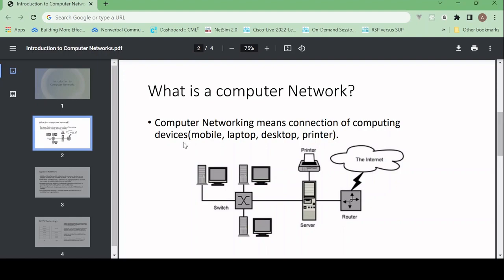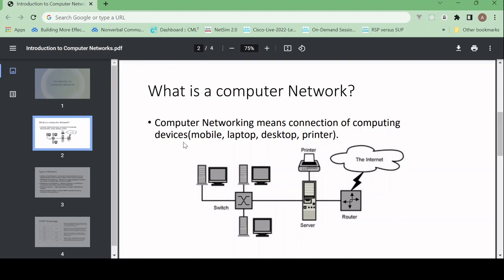If we explain it in simple terms, computer networking means connection of computing devices. Connection of computing devices means we are connecting multiple devices. Devices can be of the type mobile, laptop, desktop, printer, any kind of electronic device. Then we are connecting them together, and they form a computer network.